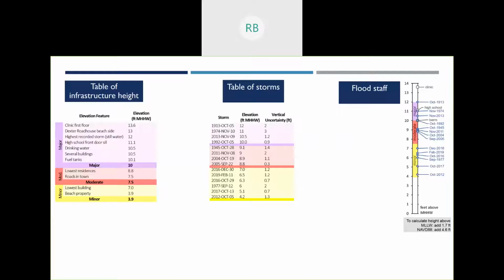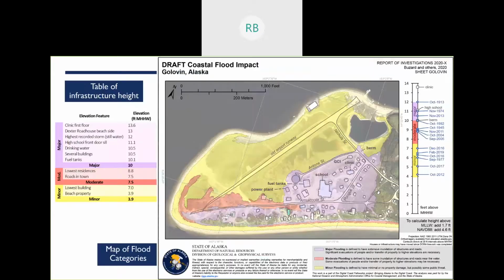So we did all this analysis, put all this stuff together, combined it all into this flood staff, and also made a map. So here's a map of Golovin to show where those flood categories would be. So if water was to be in the minor flooding category, you could expect areas in the yellow to be at risk of flooding. Same with red for moderate and purple for major flooding.